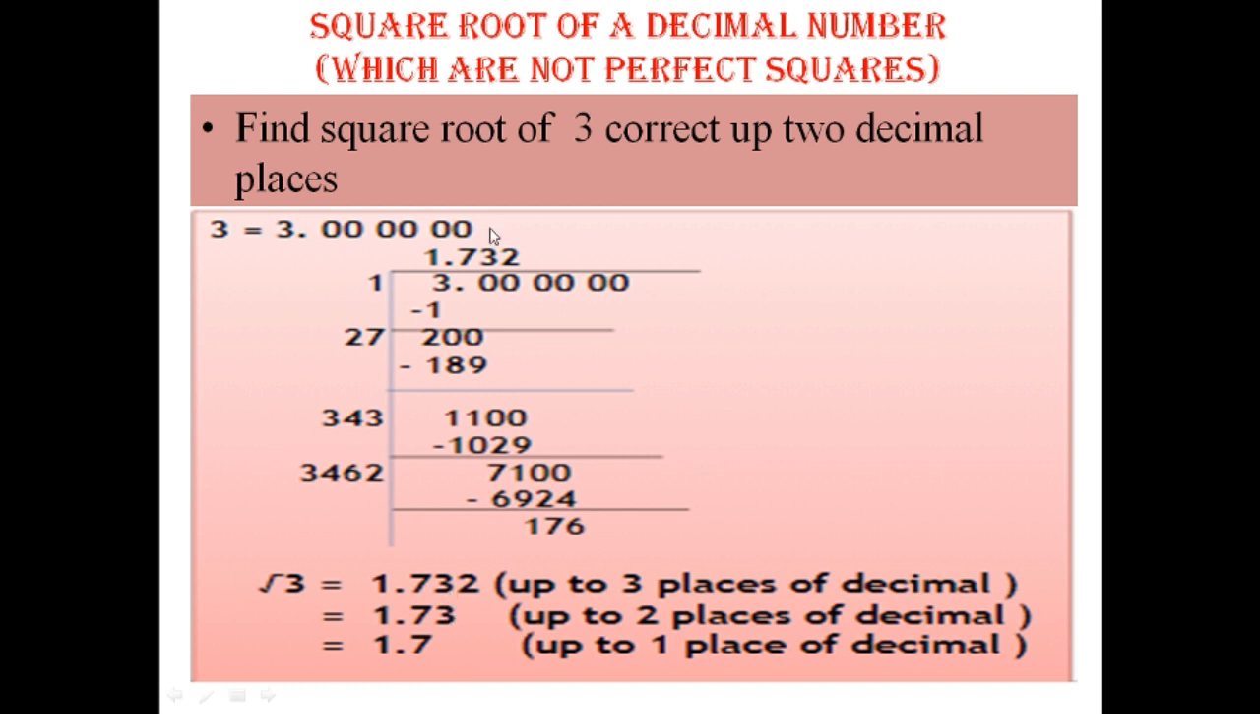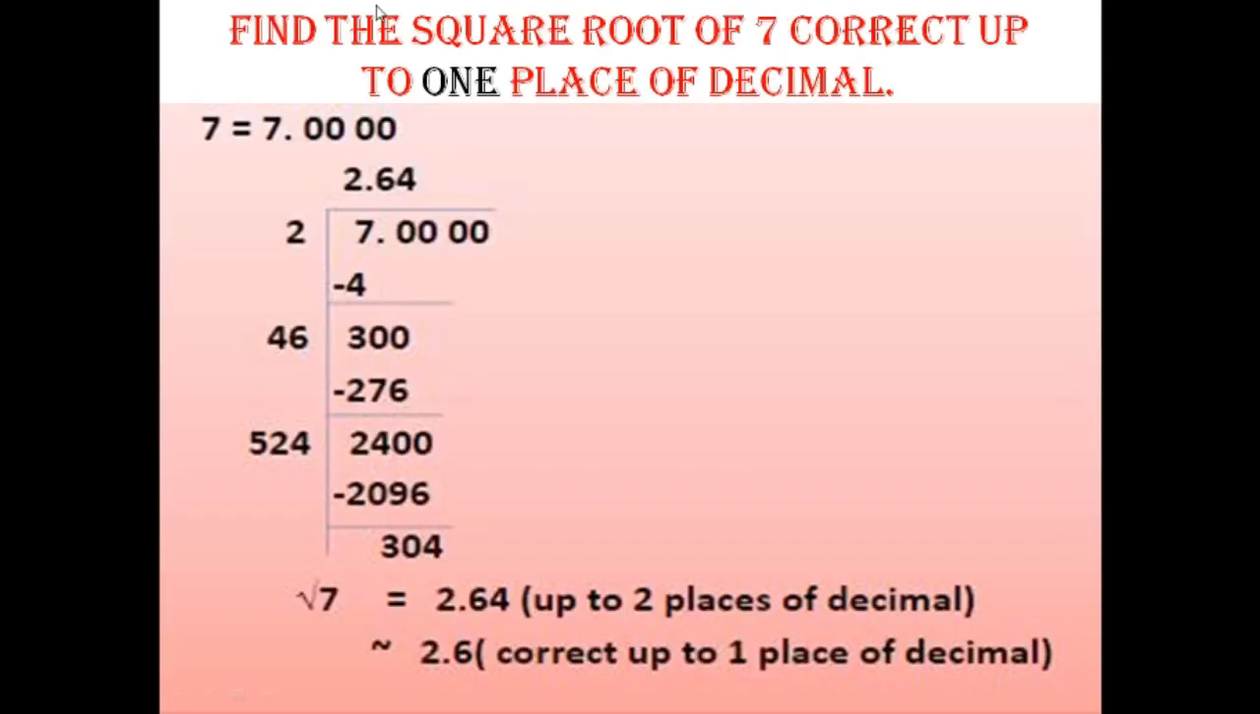Suppose they asked us to find the square root of 3 correct up to 1 decimal place. Then what will we do here? Now this number is less than 5. It will not affect the previous number. That means our answer should be 1.7. But suppose this number is greater than 5, what should the answer be? Add 1 to the previous number. It will become 8. That means your answer will be 1.8. But not in this question, because this number is less than 5. Let's solve another example.